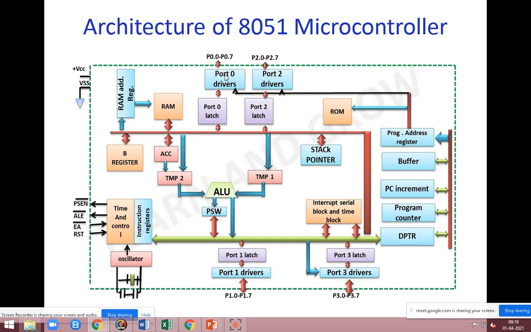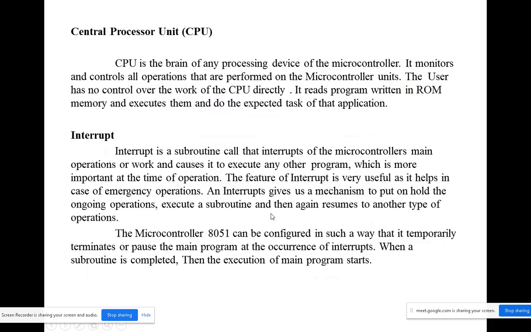So four ports are available, and each and every port will have 8 pins. P0.0 to P0.7, so port 0 has pins 0 to 7. Similarly, we will have it for port 1, port 2 and port 3. So each port will have 8 pins. Now each and every block will be learned directly. Now first, the central processing unit.